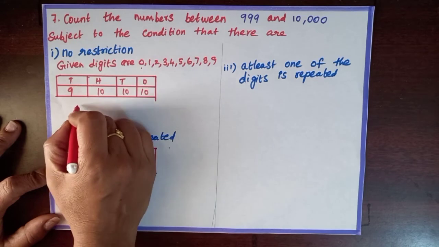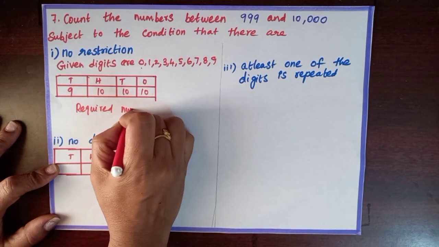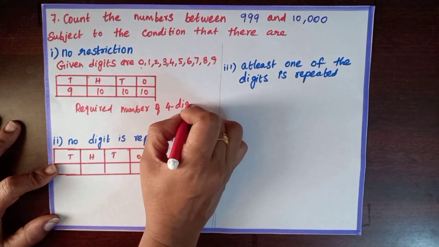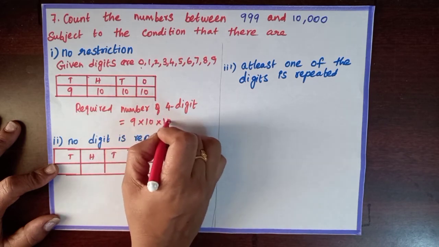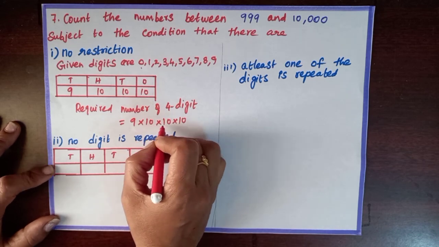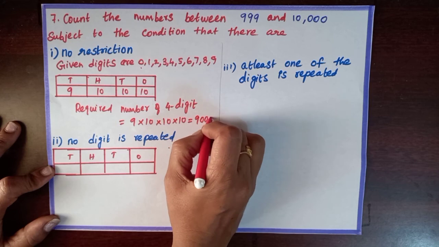So, the required number of 4 digit numbers is equal to 9 into 10 into 10 into 10. 9 into 10 is 90. 90 into 10 is 900. 900 into 10 is 9000.